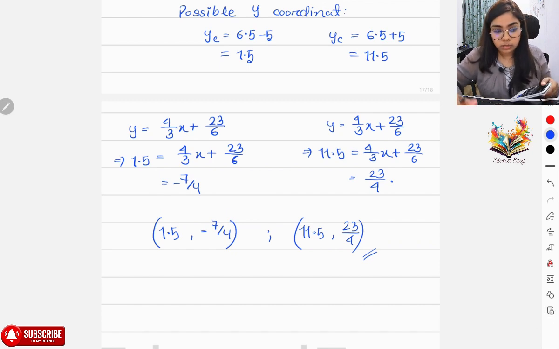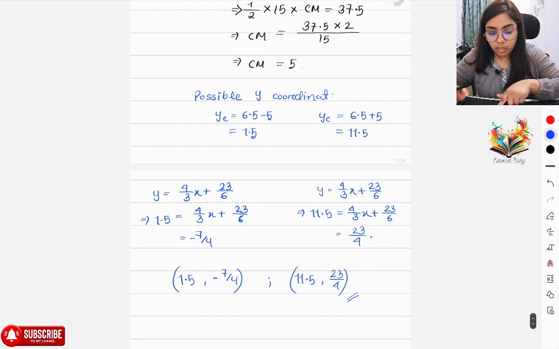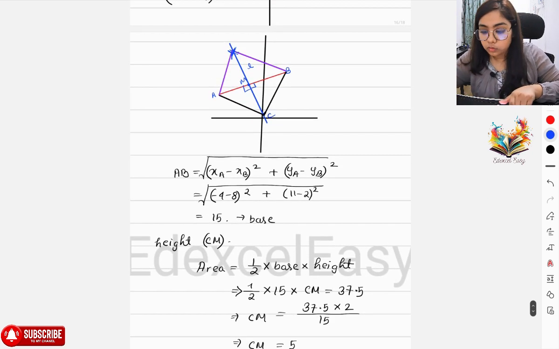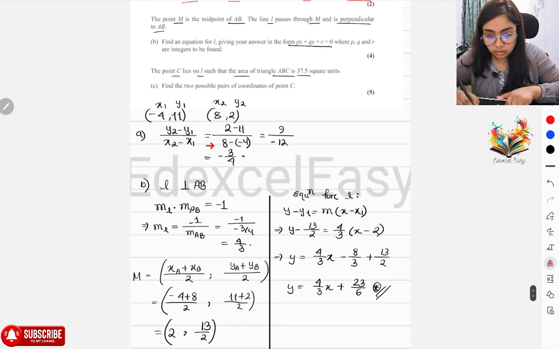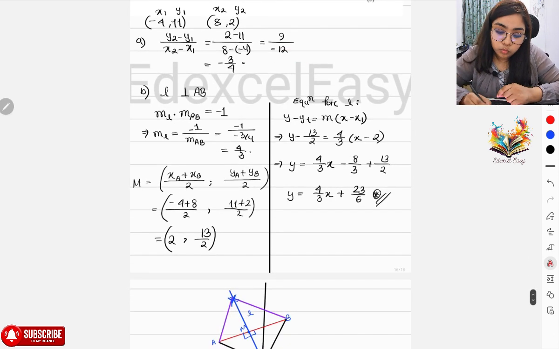Okay, now after this question ends, I hope it was clear for all of you. I'll again zoom out and explain the process. At first, we found out the gradient for AB. Using this gradient, I found out the gradient of line L, which was perpendicular to the line AB. Then I found out the coordinates for M, which was the midpoint of AB. This is how you calculate the coordinates for M. And then using the equation for a straight line with one coordinate and one gradient, I simplified it to get the equation for your line L.